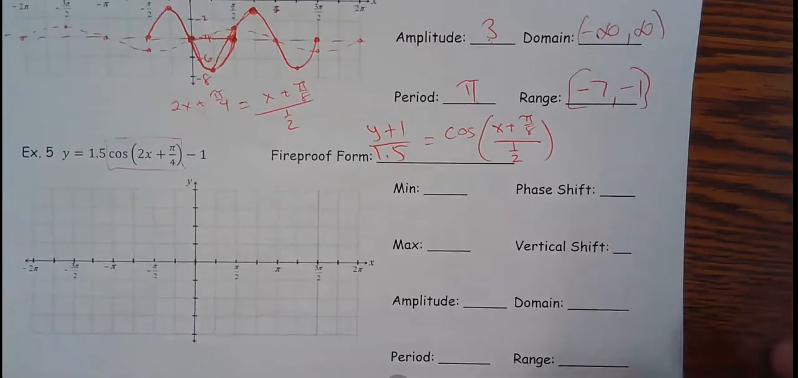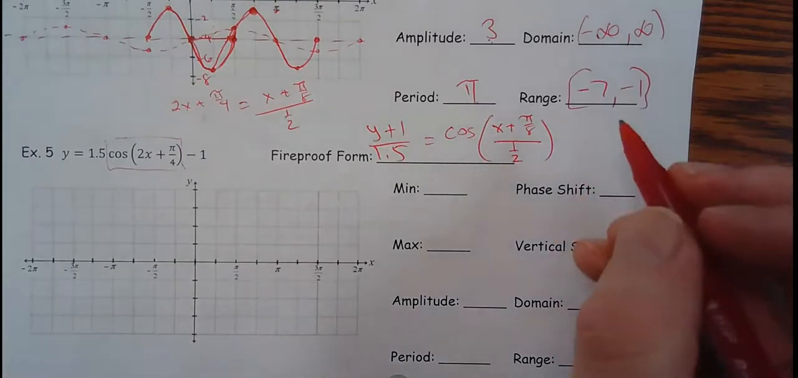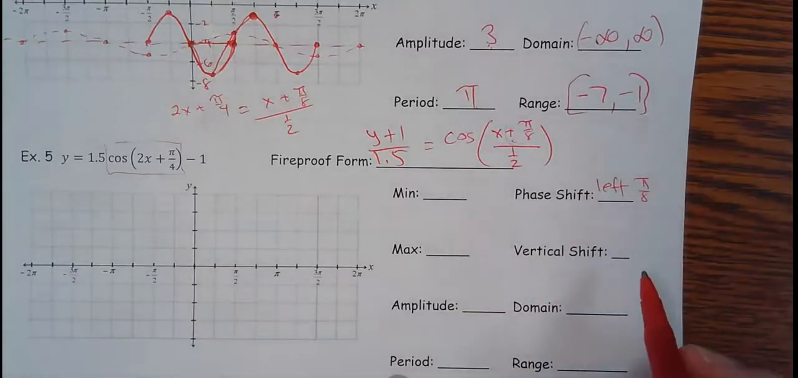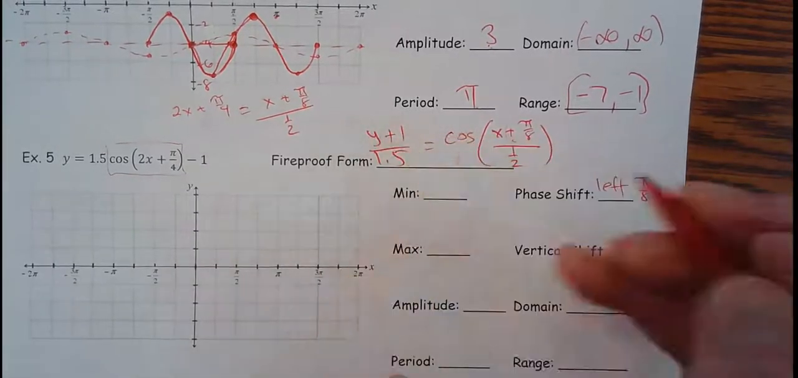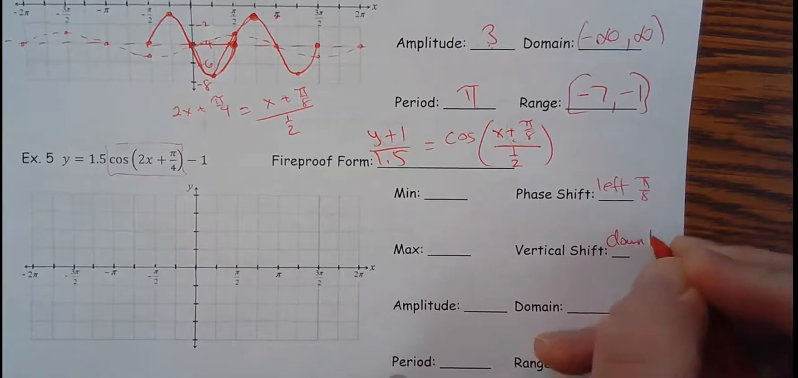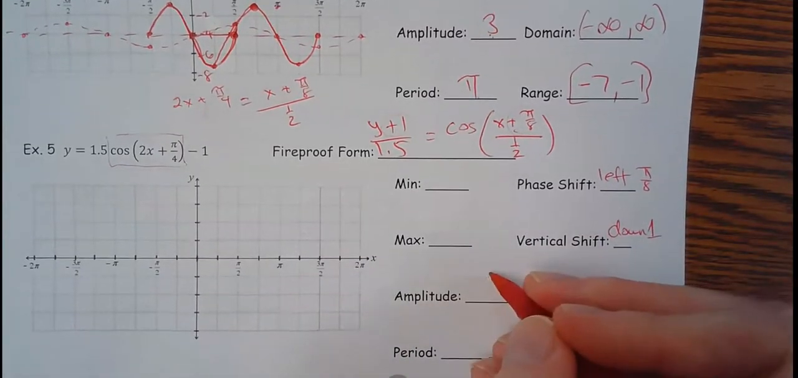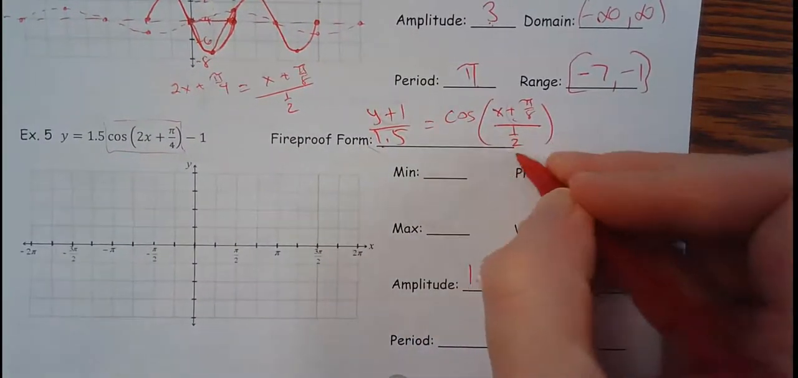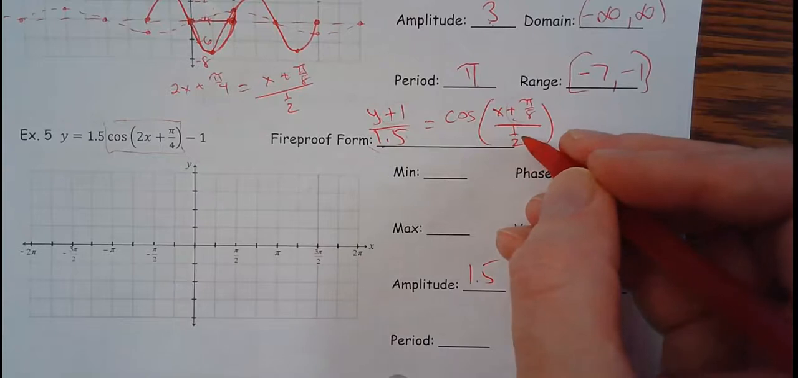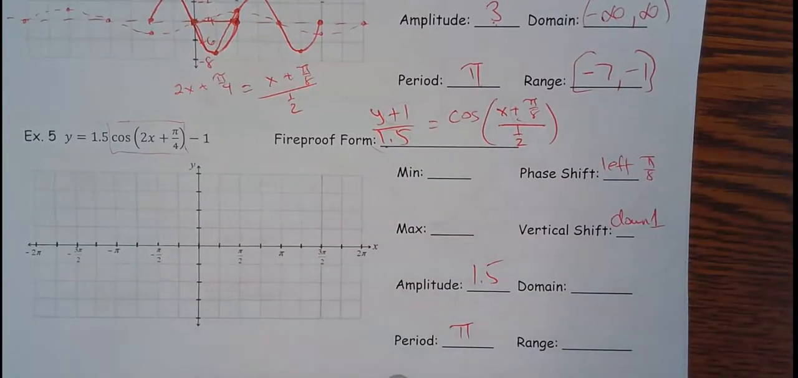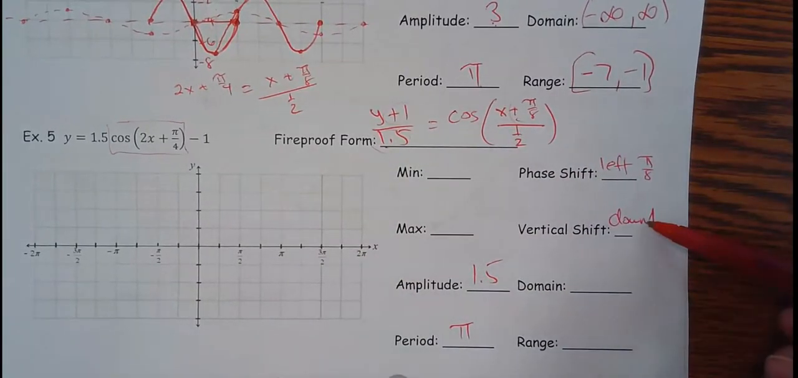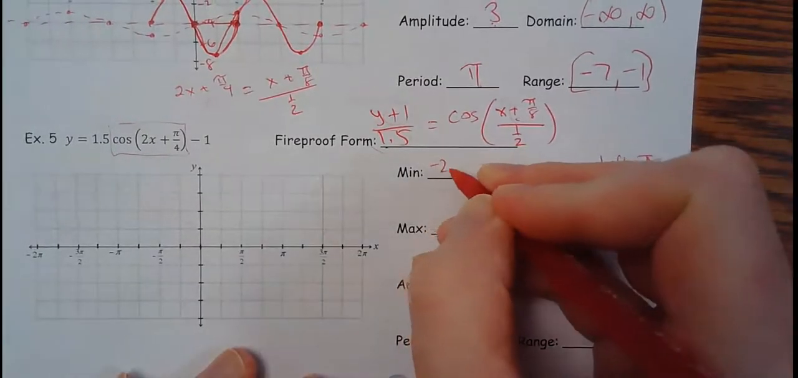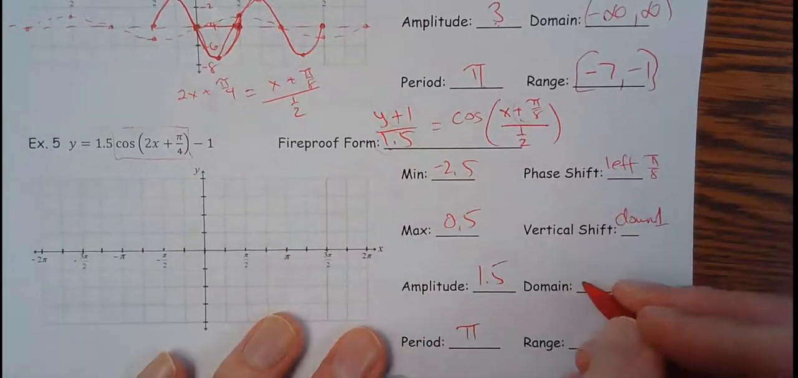So my phase shift would be left, pi over 8, vertically down 1. Amplitude is going to be 1.5. And then the period here, it's going to be half of what it was. It was 2 pi, now it's going to be pi. Okay, so if I go down 1, basically it's 1 plus or minus 1.5, that would put me at negative 2.5 up to 0.5.